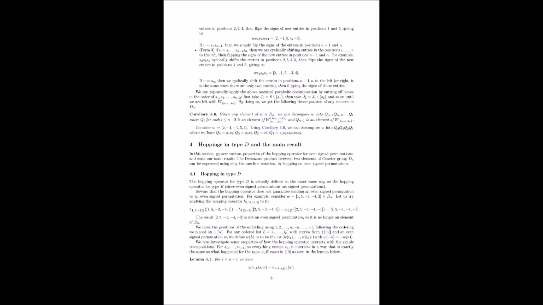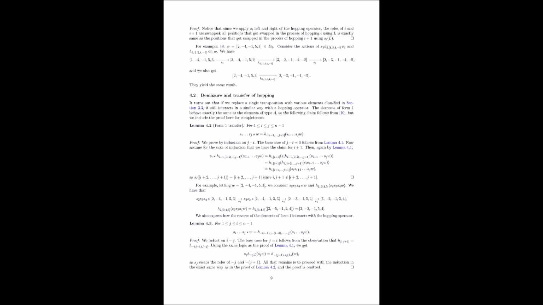Well, what do they do? Maximal parabolic decomposition. Sounds complicated. It's just breaking down elements into simpler pieces. Okay, so section 3.3 explains this. Right, we focus on parabolic subgroups of Dn, specifically the maximal ones denoted Wj. You get those by removing one generator.